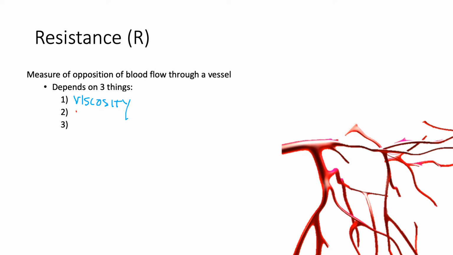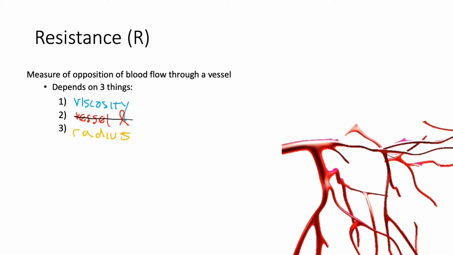Another determinant of resistance would be vessel length. You can imagine in a longer vessel, the blood is going to experience more resistance as it's moving through it. However, vessel length is pretty constant within the body, so this really isn't a factor. The final determinant of resistance is going to be the radius of the vessel. With a smaller vessel, it's narrower, so there's going to be more contact of the blood with the vessel surface and therefore greater resistance.